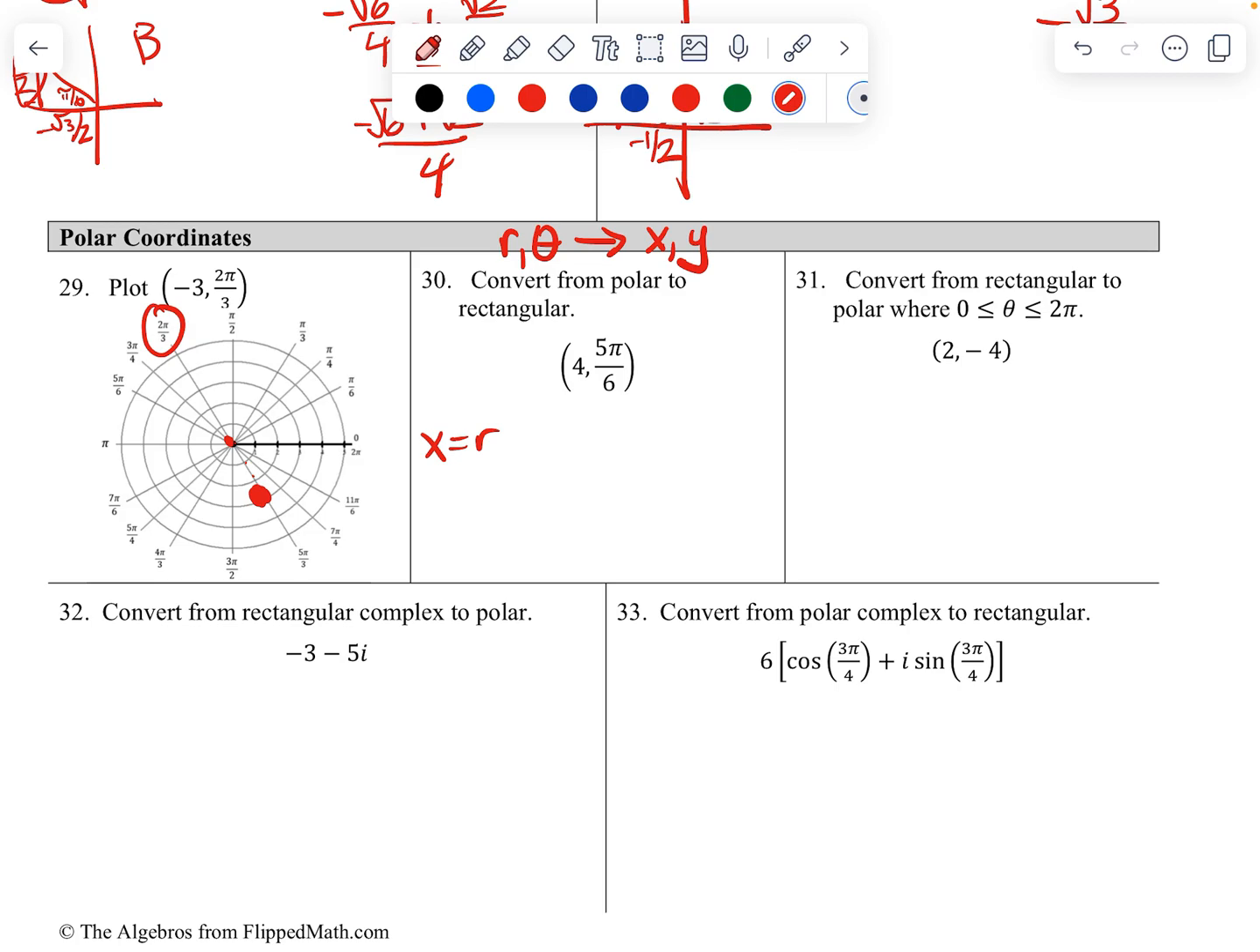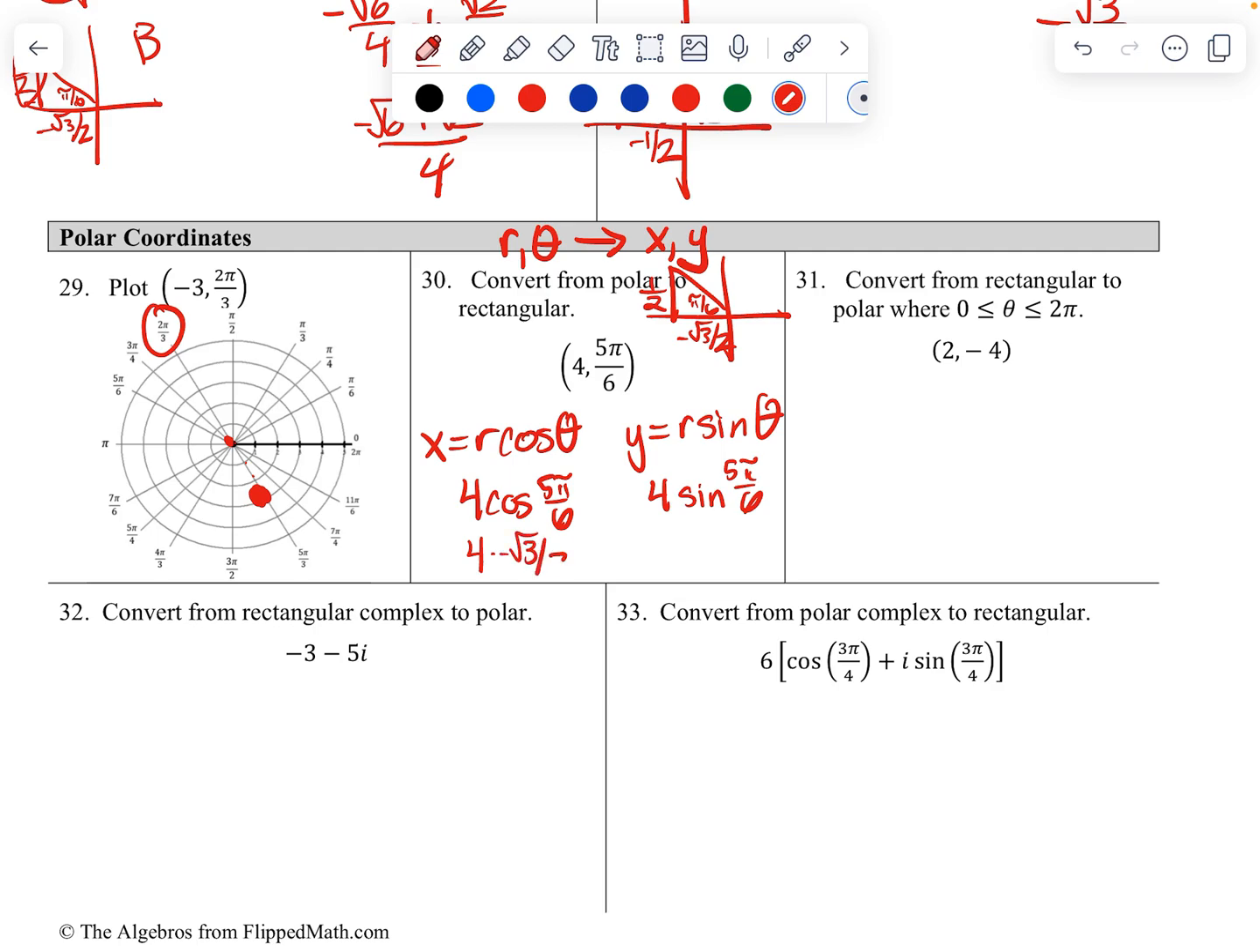So r theta to xy. x equals r cosine of theta. y equals r times the sine of theta. So 4 cosine of 5 pi over 6, 4 sine of 5 pi over 6. Here's 5 pi over 6, our reference angle of pi over 6. So cosine is -√3/2 and sine is half. So we have 4 times -√3/2, and 4 times half. Well, 4 and 2 reduce down, so we have -2√3 and 2.